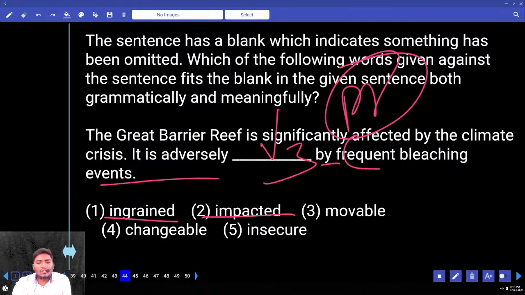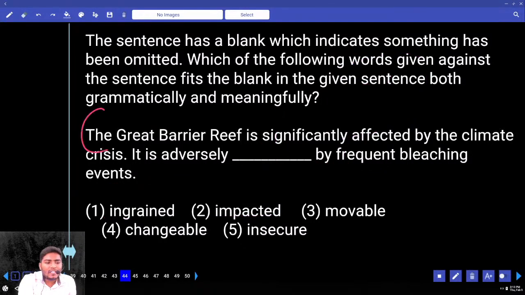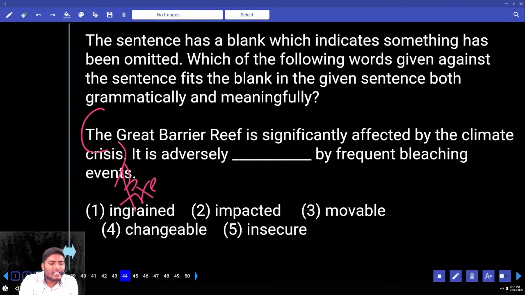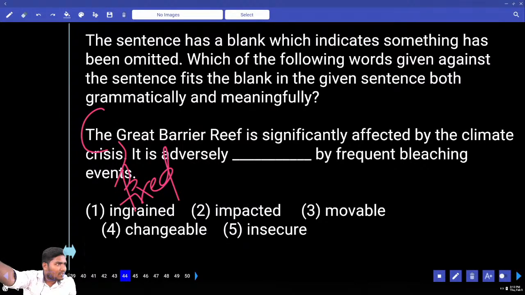Now out of these two words, which one is almost related to the first sentence? Tell me. Ingrained is something which is fixed. It is not affected. Impacted comes with the meaning of affected. Now tell me, is it affected or it did not change anything? It is affected. Answer comes with the second one.